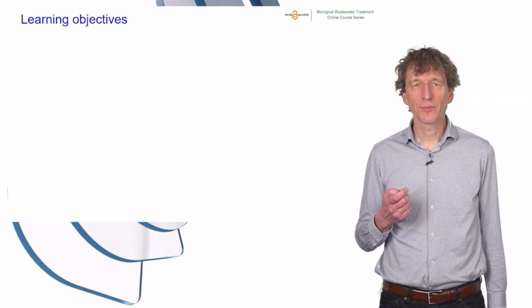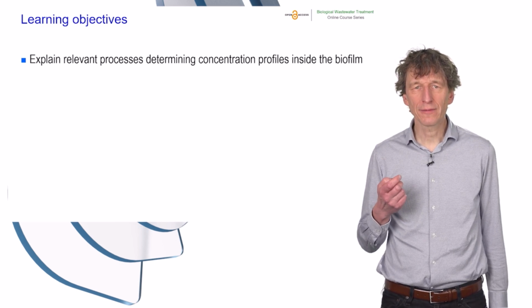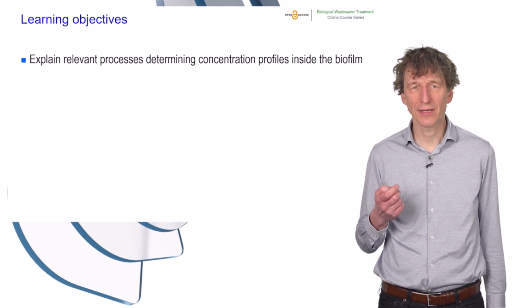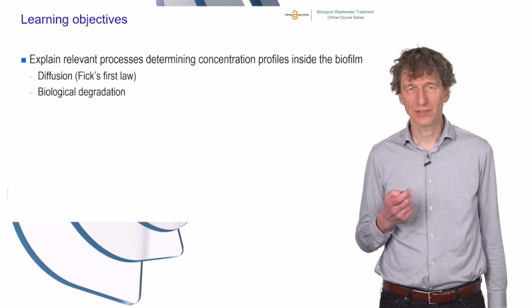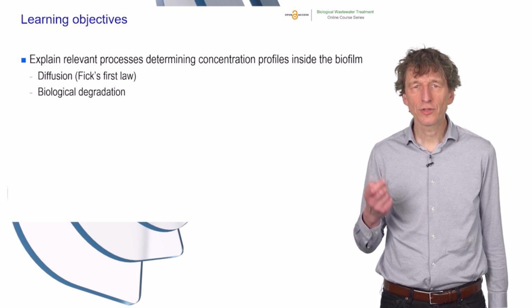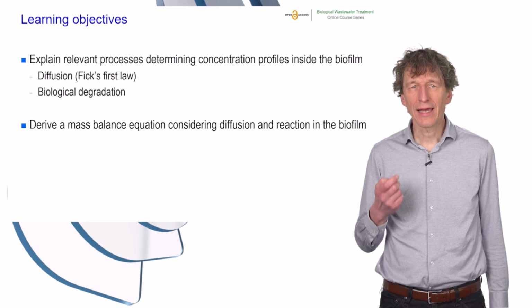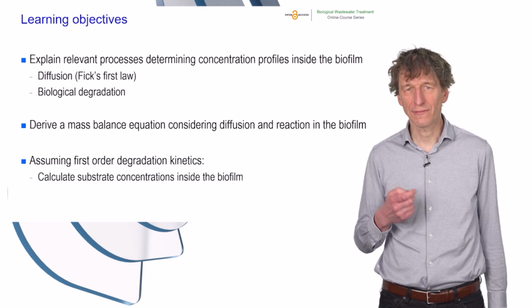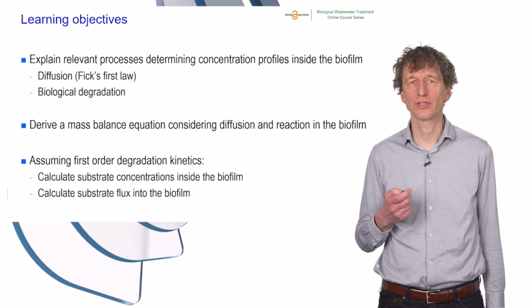By the end of this module, you should be able to explain relevant processes determining concentration profiles of substrate inside the biofilm. Key processes are diffusion and biological degradation. You should be able to derive mass balance equations considering diffusion and reaction in the biofilm. And you should be able to calculate substrate concentrations inside the biofilm and substrate fluxes into the biofilm, assuming first-order degradation kinetics.